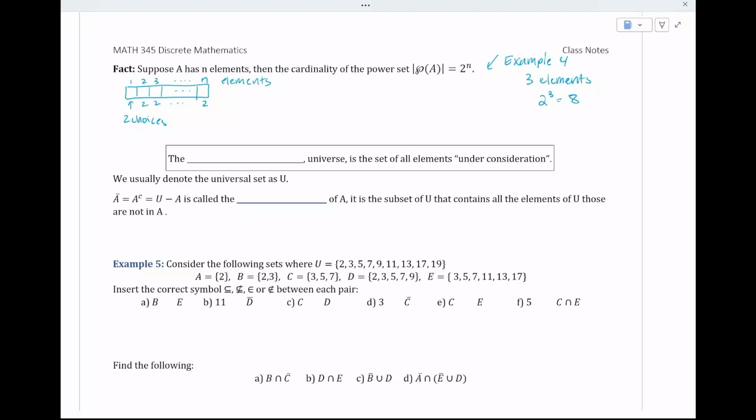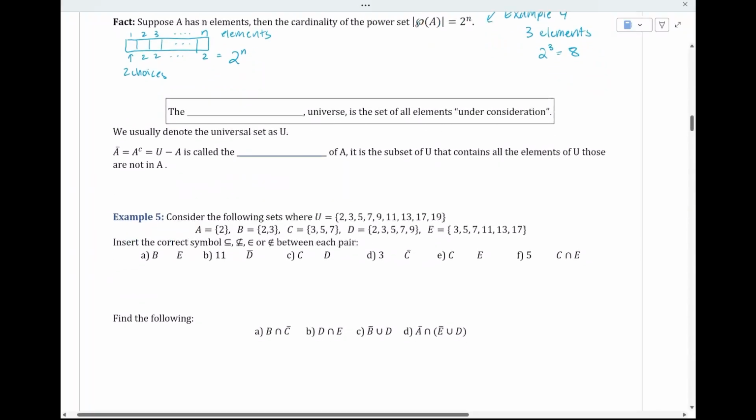We're going to talk more about counting in chapter 6. So how many times are we doing this? 2 choices for the first one, and 2 choices for the second one, 2 choices for the third one. We're doing it n times. So that's where this 2 to the n comes in. The choices are either it's included or it's not included. If this counting idea is interesting to you, stay tuned for chapter 6. We'll talk more about that.